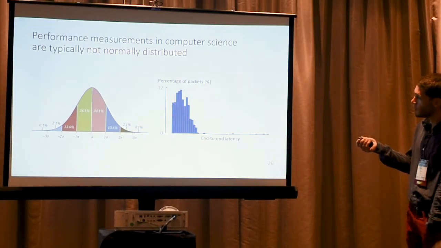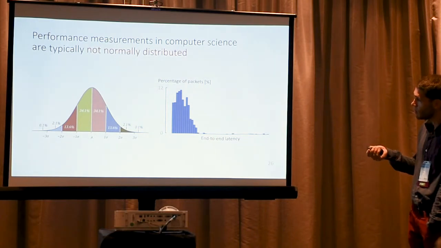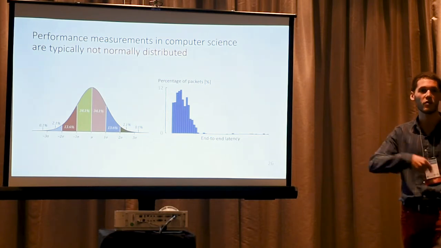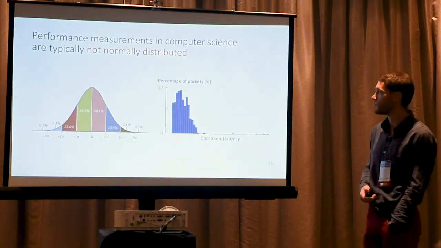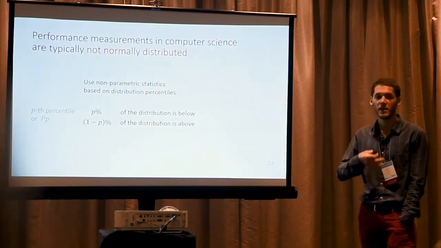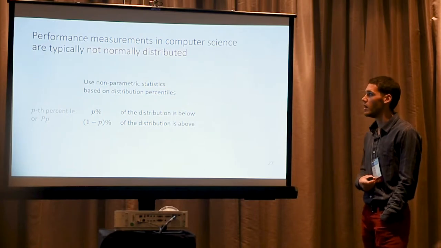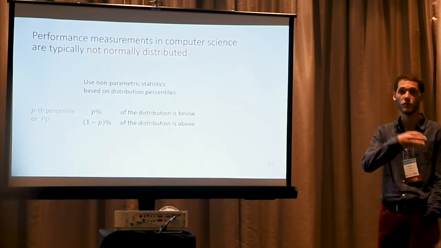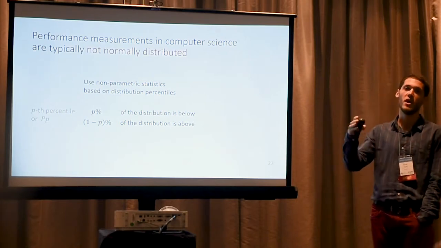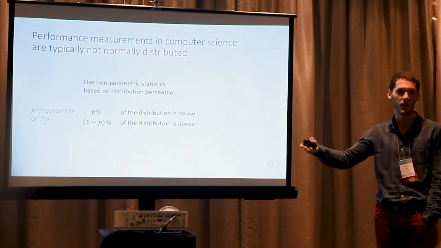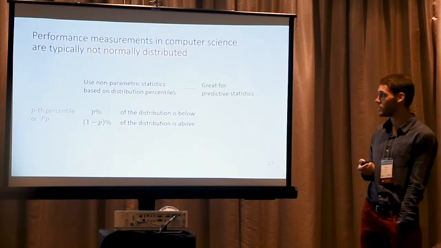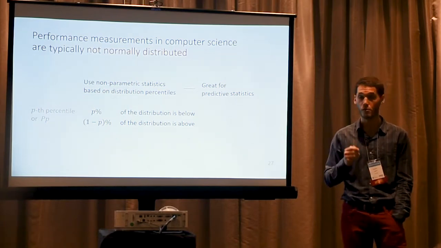Because typically the types of distributions we study are not normally distributed. They look more like this, with the bulk of the distribution and a very long tail on one side or the other, depending on the type of things you're studying. And one recommended approach, if you look in the literature, is to use statistics based on percentiles. As all of you know, the percentile P of a distribution is defined as the numerical value such that P% of the distribution lies below this value and 1 minus P% lies above. Right? Fair enough.